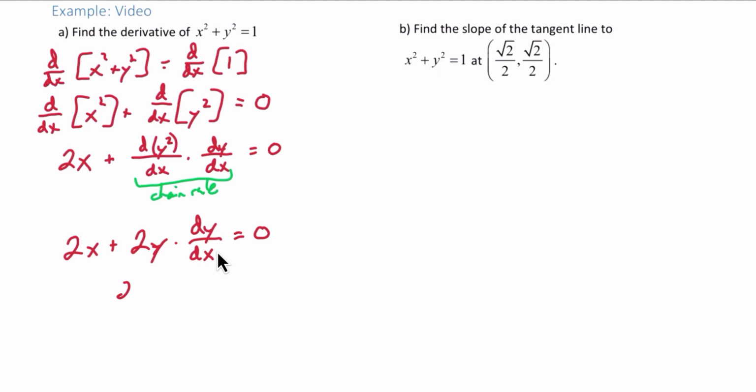So first we will subtract the 2x over and divide by 2y. dy/dx equals negative x over y.